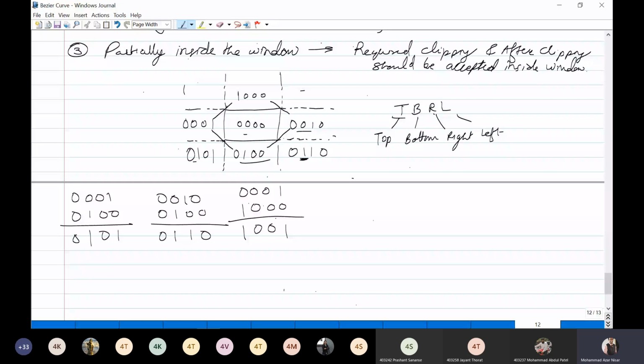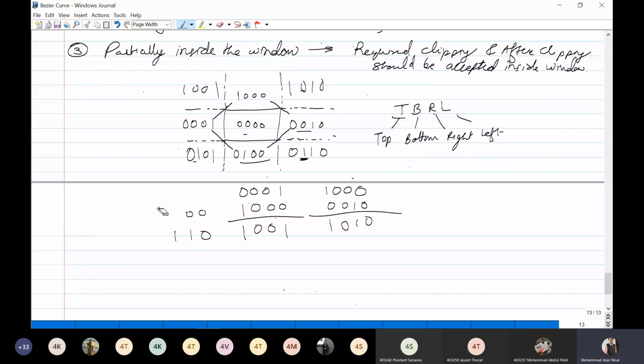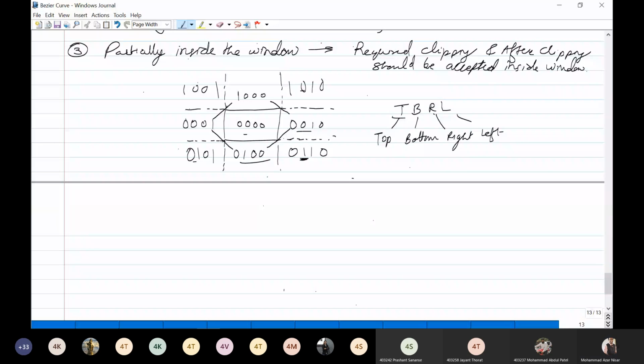The last OR operation, 1000 and 0010, you will get 1010. So 1010. Okay, so in this way we can find out that, or we can remember this. I will rewrite this again.